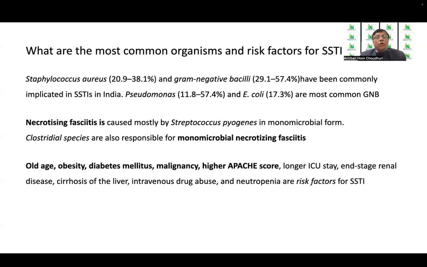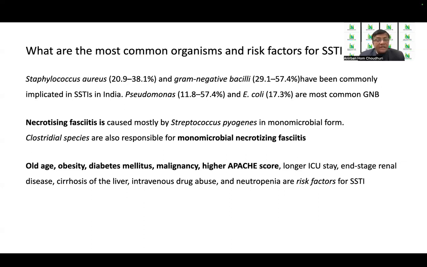So what are the most common organisms? Another very common cause of infection leading to sepsis is skin and subcutaneous infections, SSTI. So Staph aureus and gram-negative bacilli have been commonly implicated for skin and subcutaneous tissue infections in India. And among the gram-negatives, Pseudomonas and E. coli are the most common pathogens. Necrotizing fasciitis is caused by Streptococcus pyogenes in its monomicrobial form. Clostridial species are also responsible for monomicrobial necrotizing fasciitis.